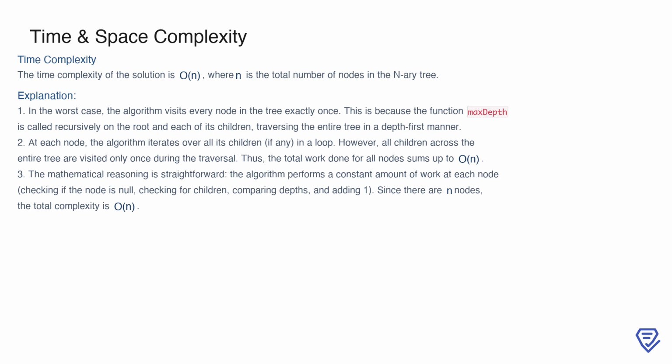This means the total work done is proportional to the number of nodes, and additionally, the operations performed at each node, such as checking for null values or comparing depths, are constant. Therefore, when summed up across all n nodes, the overall time complexity is O(n).